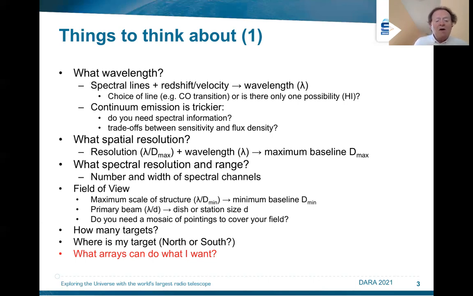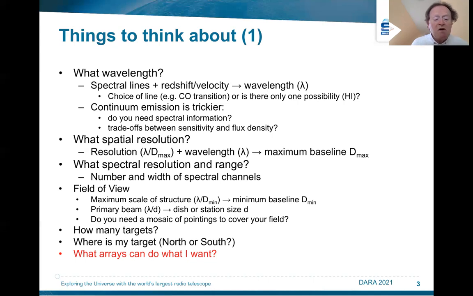Then you go on to thinking about the field of view. The maximum scale of structure that you can observe with an interferometer is another lambda over d relation, but this time lambda over d min, where d min is the minimum spacing. And that gives you the maximum scale size of structure that you can observe with that particular configuration of the telescope. And you may want to pick a telescope configuration based on that number, depending on what you want to do and whether the telescope is in fact reconfigurable, like ALMA or the VLA, for example.